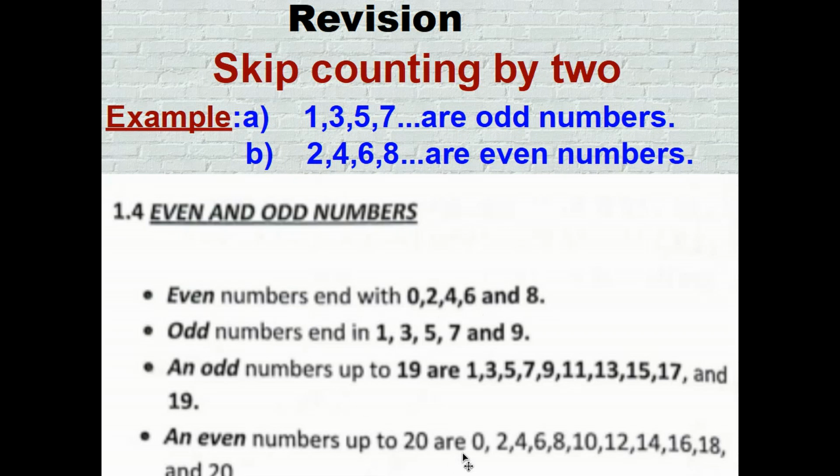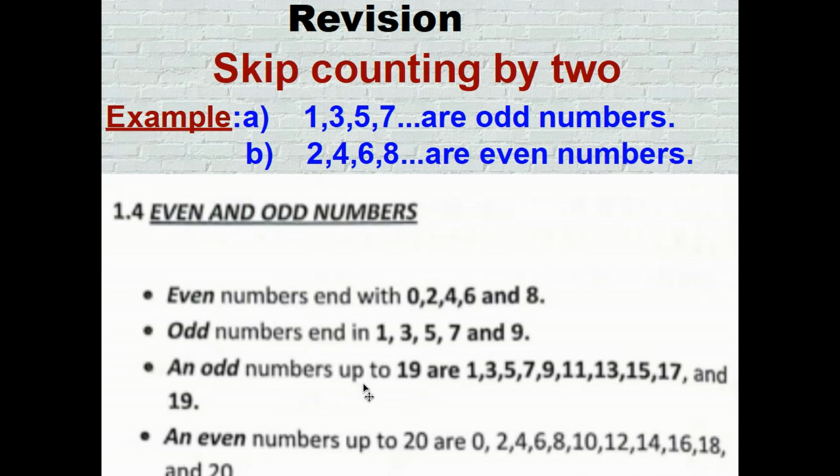You can see here all these numbers are even numbers up to 20. As you can see, we can divide all of these numbers by 2, and also they end with 0, 2, 4, 6, 8, and 0 again. So those numbers are called evens.